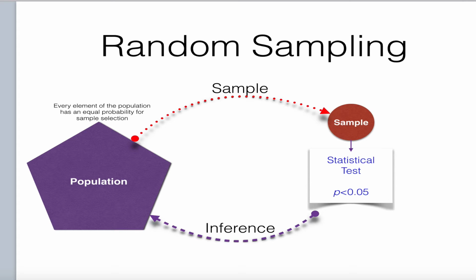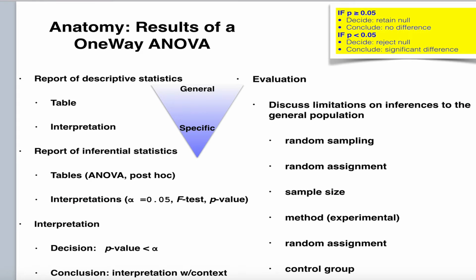I'd like to talk just briefly about why random sampling is important, and it really is the piece of statistics that holds everything together and allows us to draw a sample from a population, perform a statistical test, and then infer the results back to the population. So in order for that to happen, you first must develop a sampling method such that every person or every element in the population has an equal probability for being part of the sample.